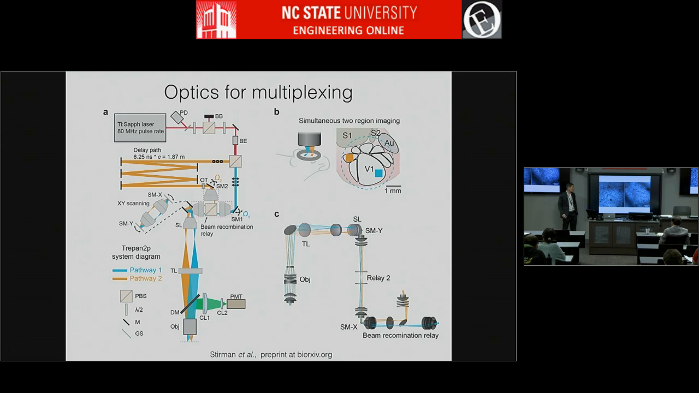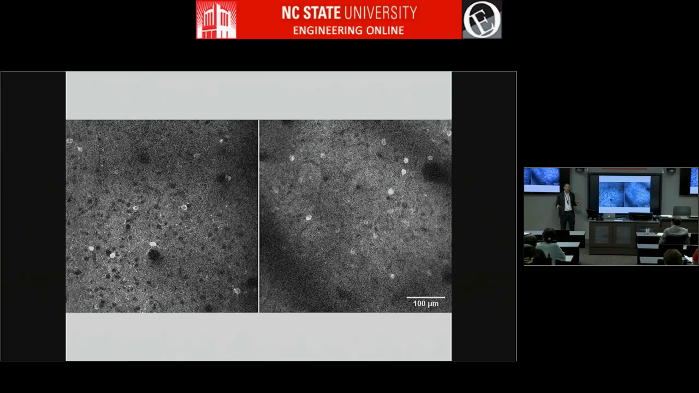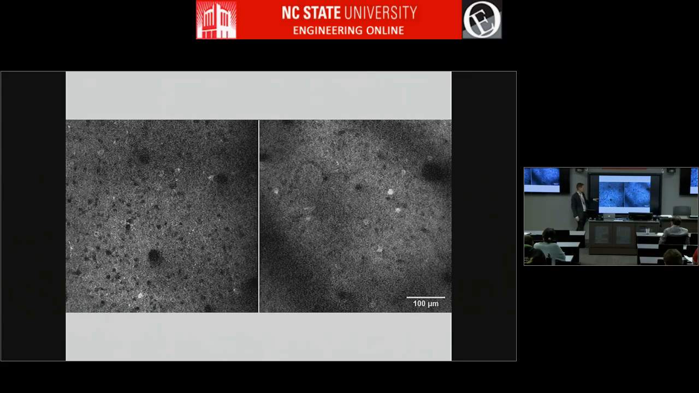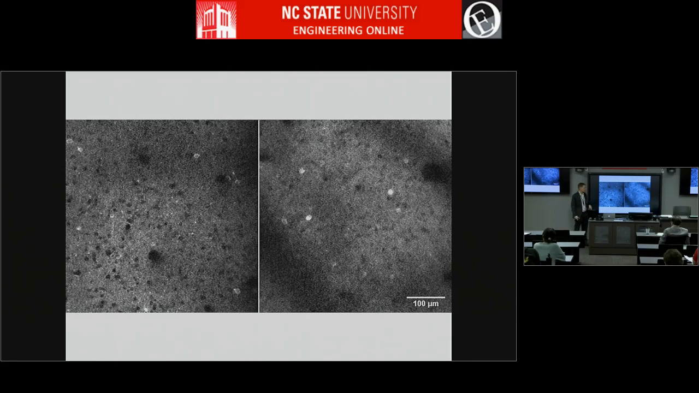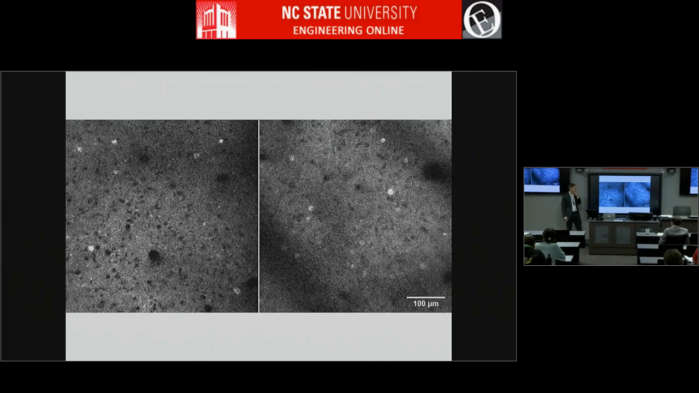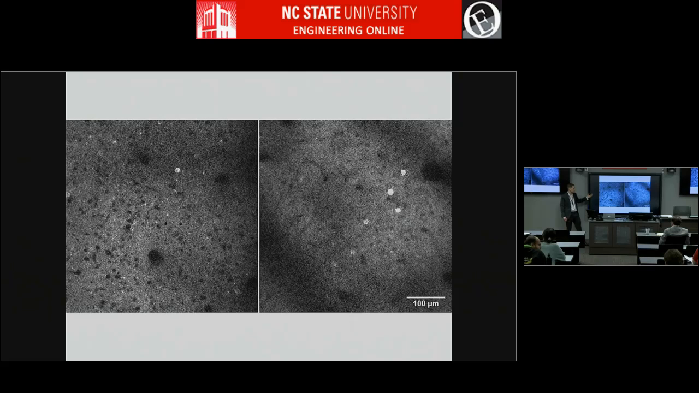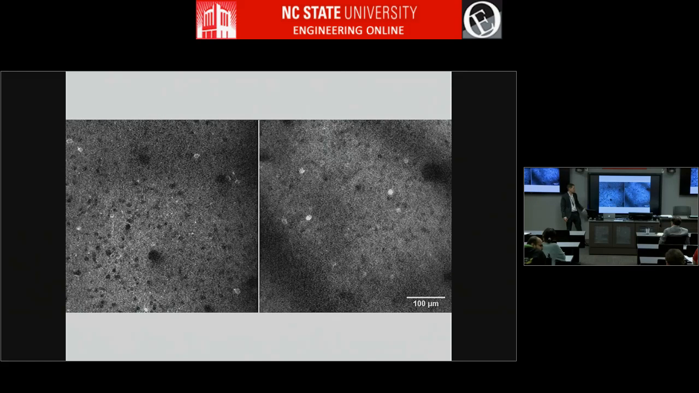Okay, so here's some more data from this system. This is now multiplexing, imaging in 2 different cortical areas at the same time. This is not with a dye. This is with a genetically encodable indicator called GCaMP6. These mice are genetically engineered to express a protein that is fluorescent, and it fluoresces more in the presence of a high amount of calcium.